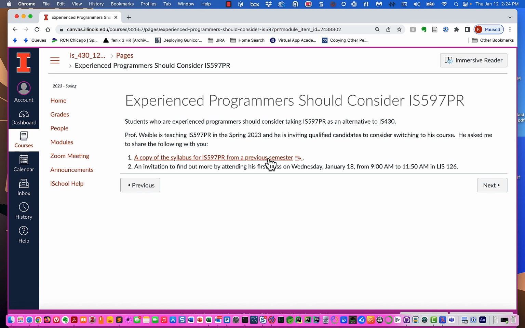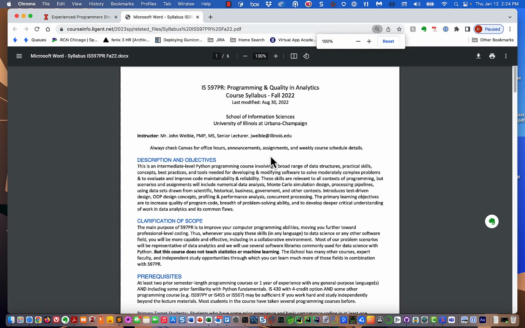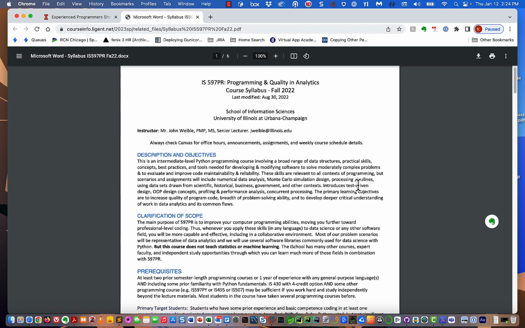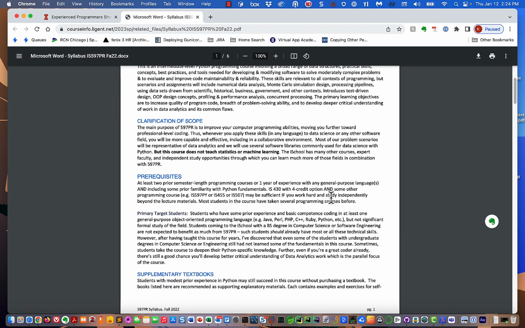Okay, and if you click through and take a look at the syllabus, this is a course with prerequisites. And he says he's looking for at least 2 prior semester-length programming courses or 1 year of experience with any general-purpose language, including some prior familiarity with Python fundamentals. Okay, so I am not going to explain anything further.